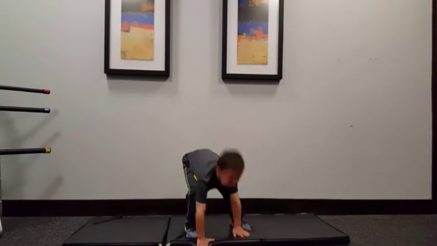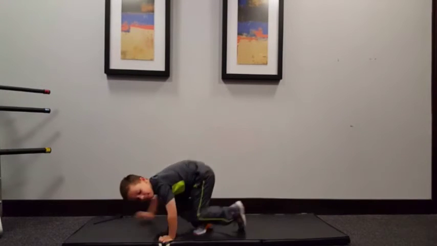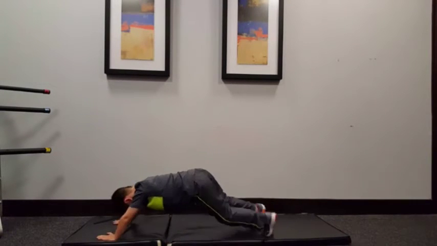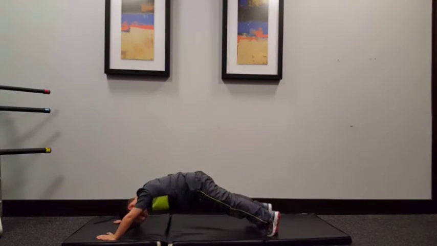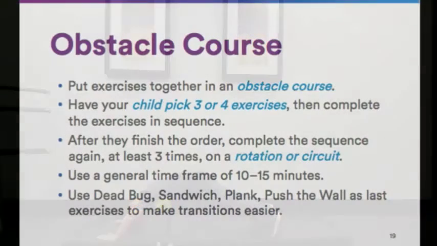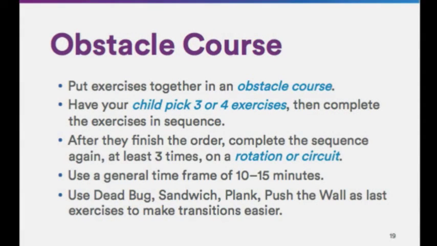Sometimes we decide on how many times we're going to repeat the circuit. Sometimes we set a time frame for how long. Maybe we don't have 10 to 15 minutes, maybe we only have 5, but we set a timer, and however quickly they go through them is how they get through them.